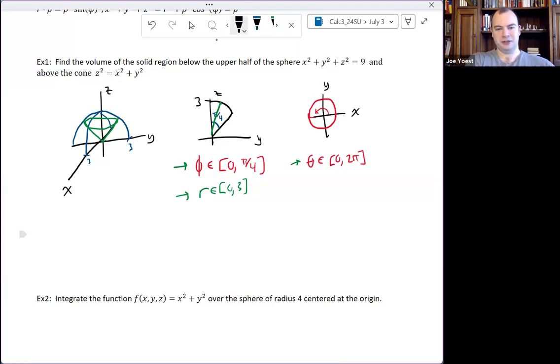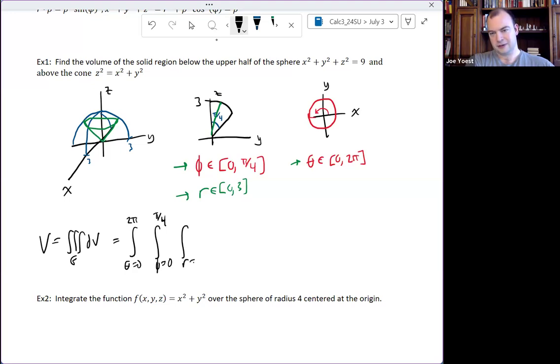And again, if I just want to find the volume, I'm just integrating dV, or I can integrate theta going from 0 to 2 pi, phi going from 0 to pi over 4, rho going from 0 to 3. I called it r. I should be more careful. This is rho, of course.